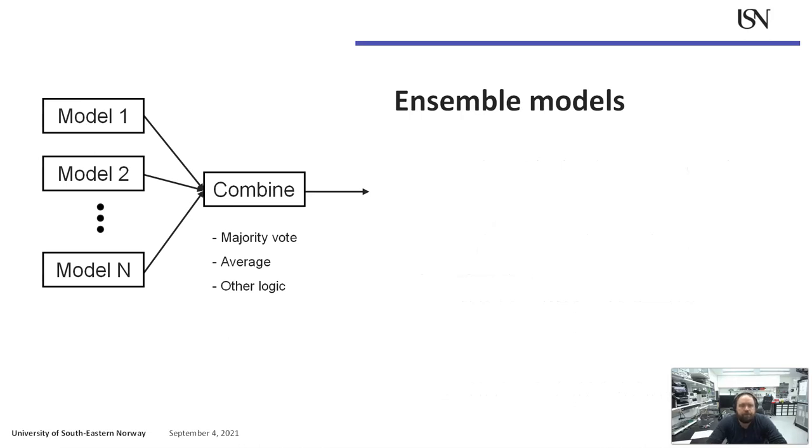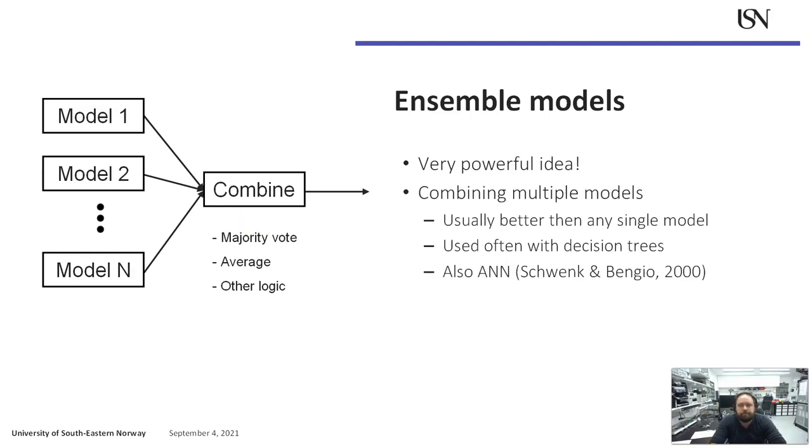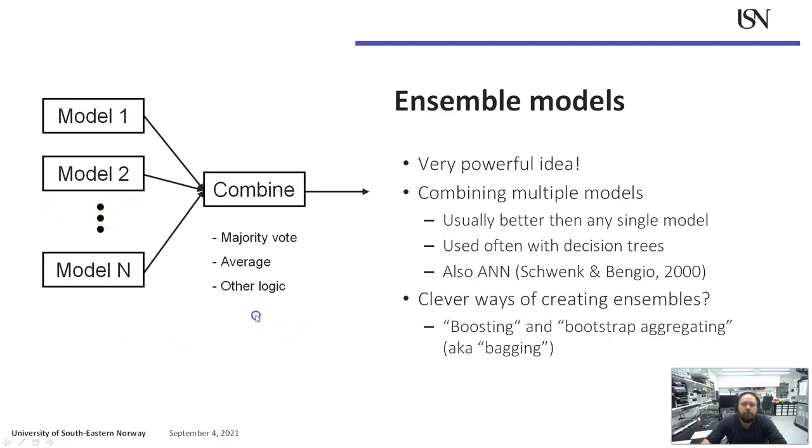And this brings us to this notion of ensemble models, because that's actually what we just discussed. This idea that having multiple models and somehow combining the prediction results from multiple models very often turns out to be better than a single model. And this is a very powerful idea. It can also be used with neural networks, as for example this Schwenk and Bengio paper does, but it is perhaps most typically used in decision trees. So the question is then, how do we create these ensembles? If we can come up with some clever techniques to do that.